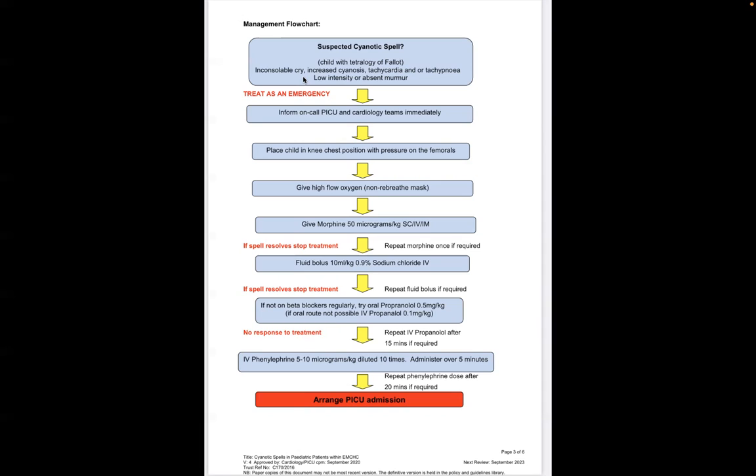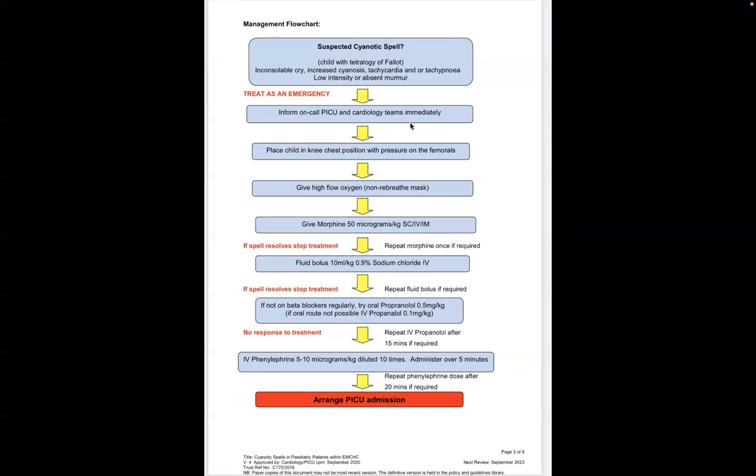So during cyanotic spell, there won't be any flow through this pulmonary artery. You can have low intensity or absent murmur as well, because the sub pulmonary valve muscle will get contracted. So the child has increased cyanosis, inconsolable cry, tachycardia, tachypnea. At that time, treat as emergency.